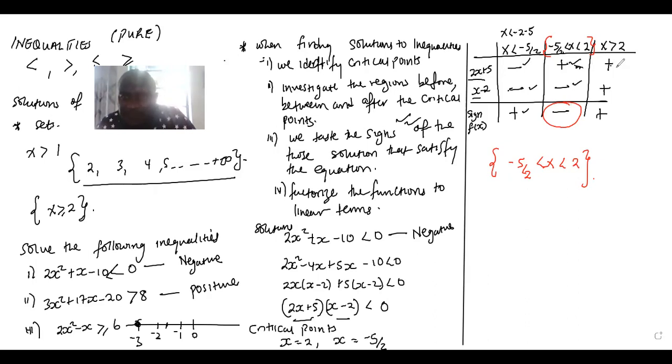Three. Three here gives me positive eight. Three here gives me positive one. Positive times positive, you get? Positive.